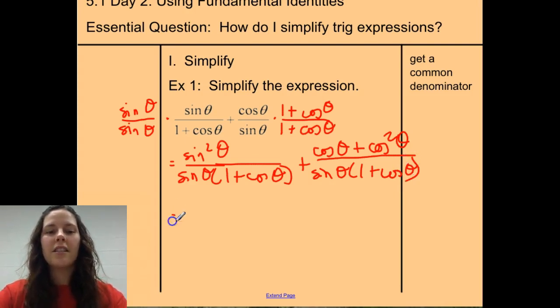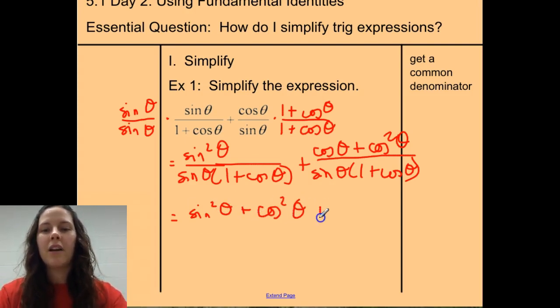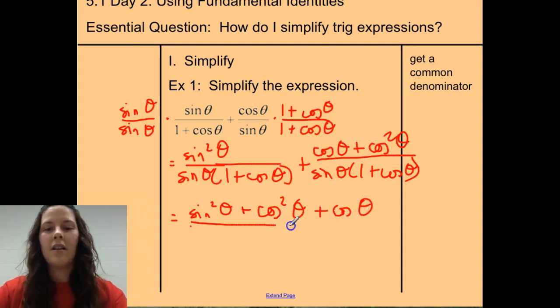Adding our fractions together, I'm going to rearrange because I see the sine squared plus cosine squared, and I recognize one of the Pythagorean identities, so I'm going to put those next to each other. And then we have our additional plus cosine theta all over sine theta times 1 plus cosine theta.